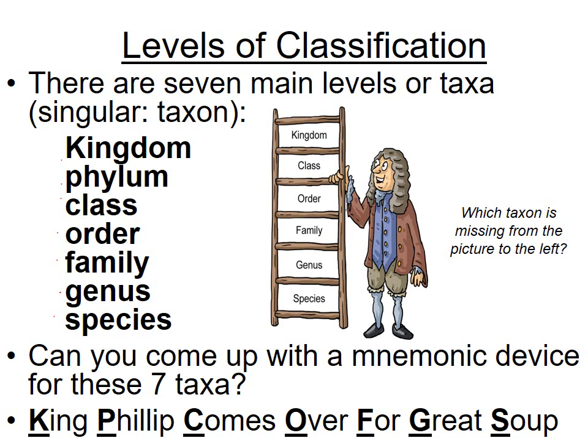One good mnemonic that you can use is this one here: king, kingdom; philip, phylum; comes, class; over, order; for, family; great, genus; soup, species. So that's a mnemonic, a memory aid that you can use to remember the taxa from the most general to the most specific.